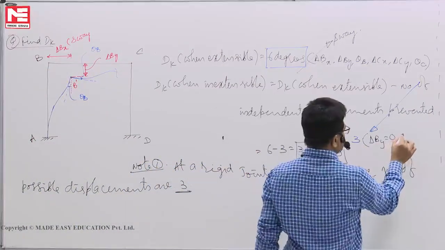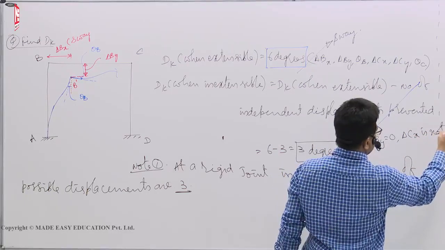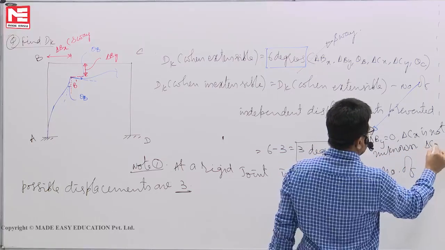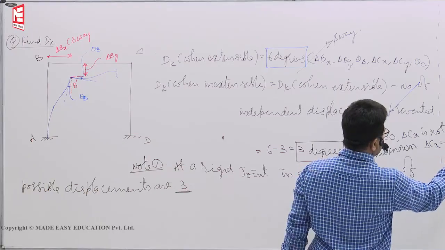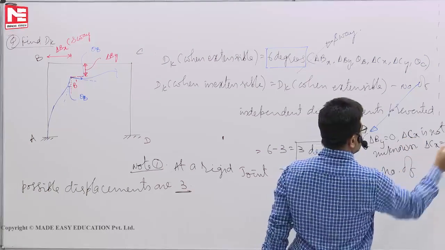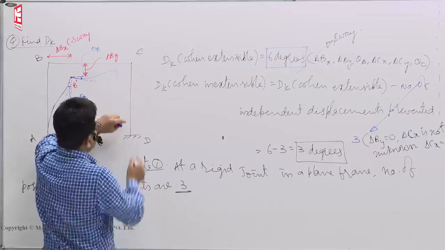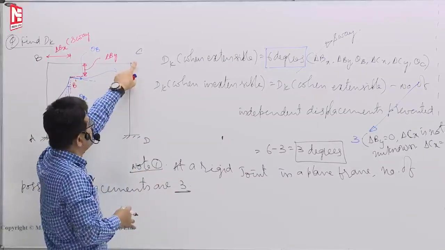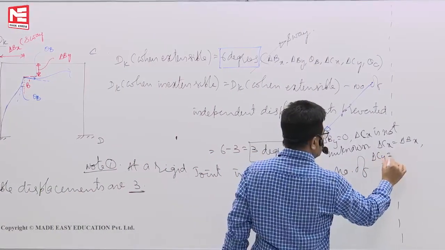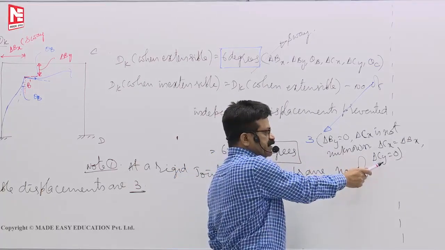Delta By is 0, delta Cx is not unknown. Why? Delta Cx is nothing but delta Bx only. This is the second one. For the third member, what is known is the CD member cannot contract. So displacement of C in y direction is not possible. That means delta Cy is 0. So delta By is 0, delta Cy is 0.